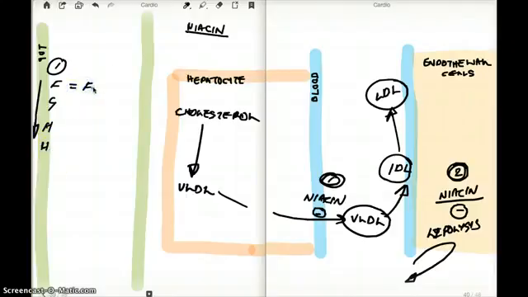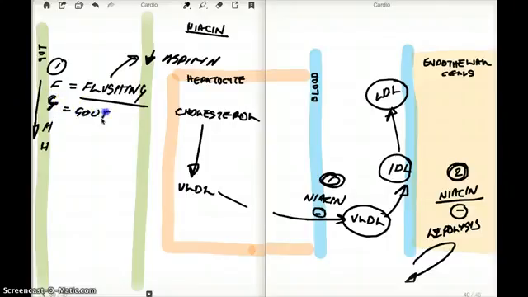F is for flushing. When you take niacin, it's going to cause a lot of flushing, which can be decreased by taking aspirin. Or by long-term use, you're going to see less and less flushing. So that is the first side effect we see with niacin. Remember also that niacin is a vitamin, right? It makes cofactors. Okay, moving on to G. G is for gout. Niacin does precipitate gout.